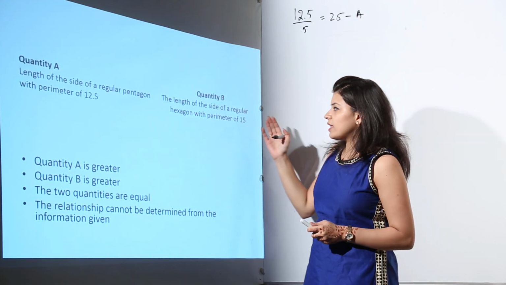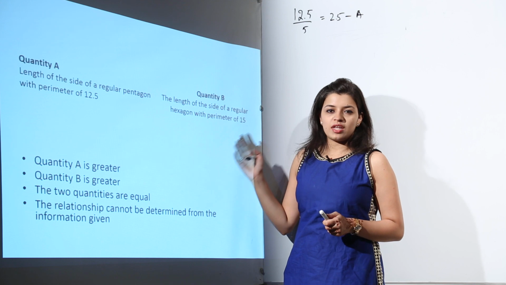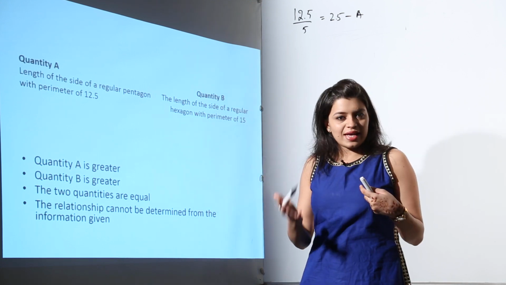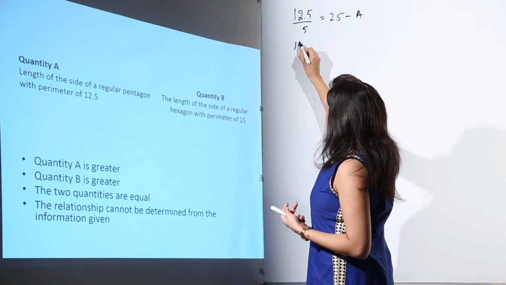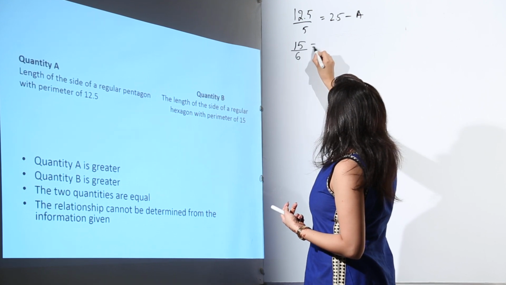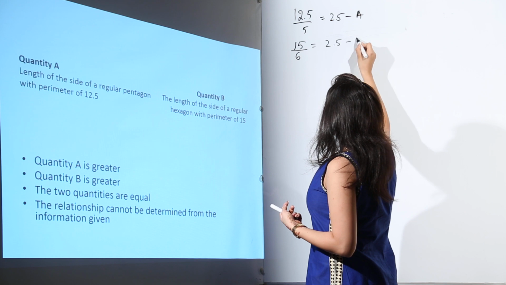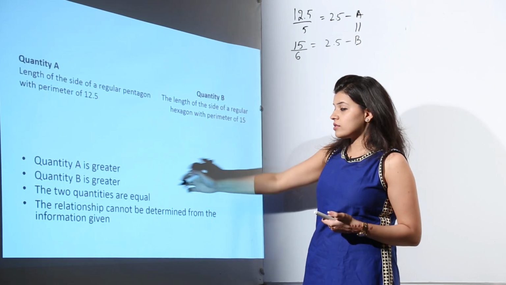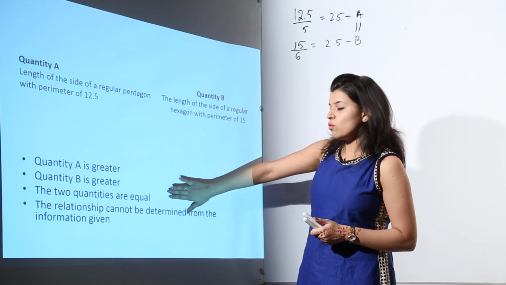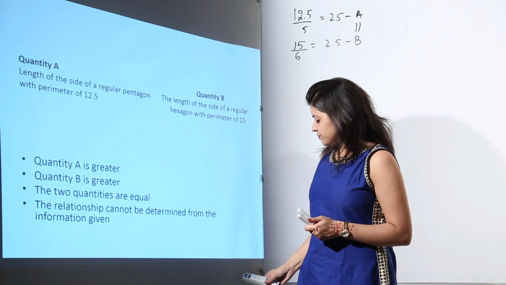Quantity B says the length of a side of a regular hexagon with perimeter of 15. We all know that a hexagon has 6 sides. So to find one side, we will divide 15 by 6, which gives us 2.5. Now we can see from this that quantity A is equal to quantity B. That means our answer to this question will be the two quantities are equal.